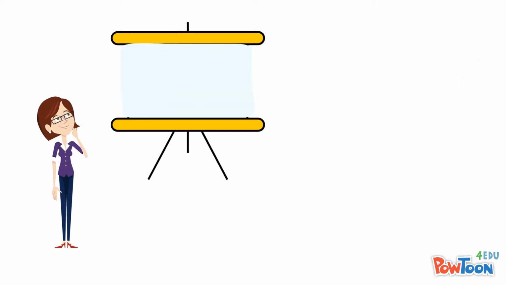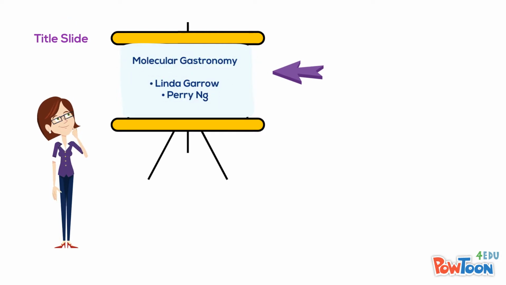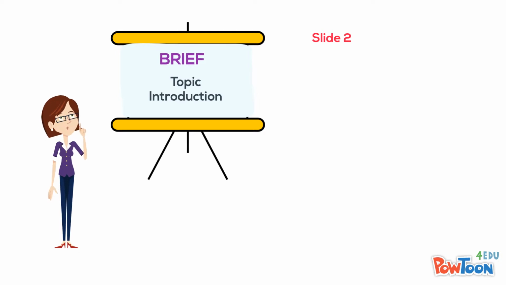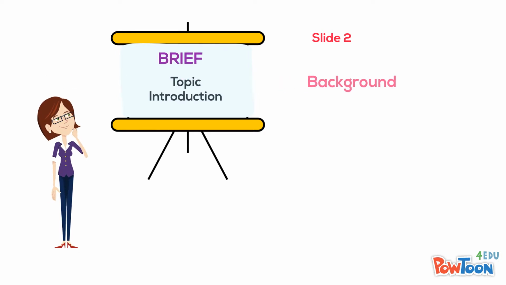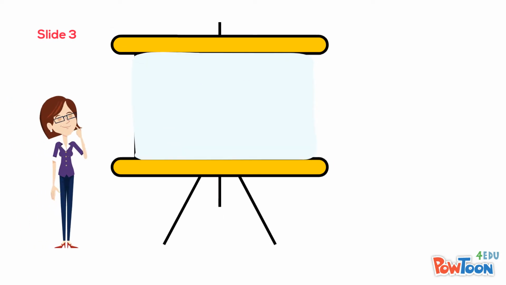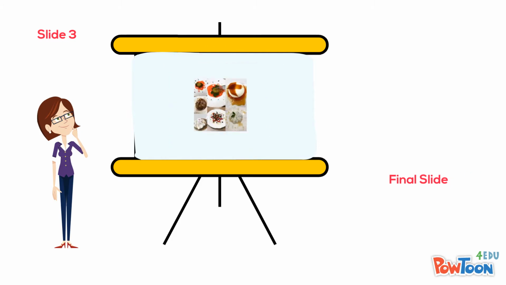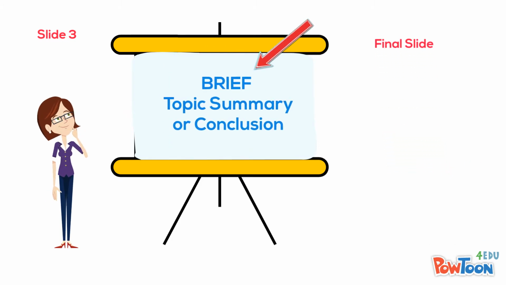When organizing your presentation, slide 1 is the title slide and contains your presentation title and the names of the presenters. Slide 2 is a brief topic introduction, providing a bit of topic background, and you may want to answer, why is this topic important? Slide 3, to however many slides you have, are the main topic presentation, and then the final slide is a brief topic summary or conclusion.